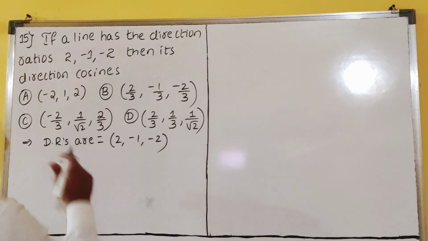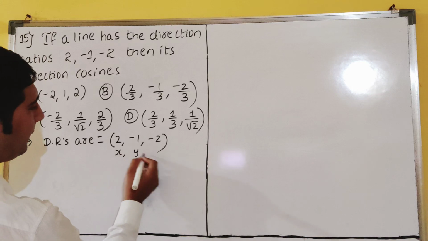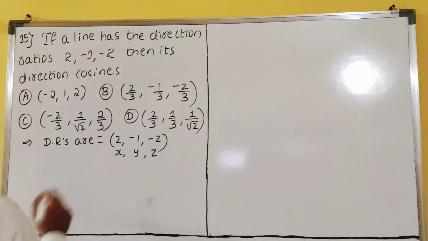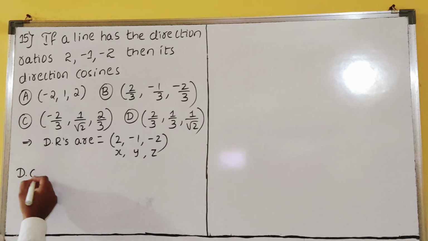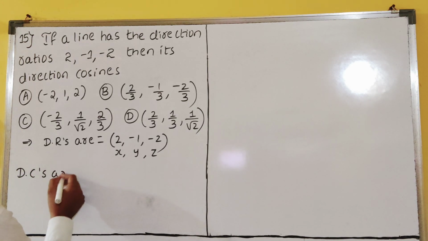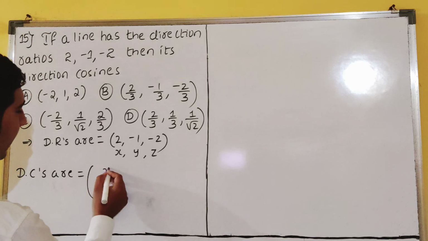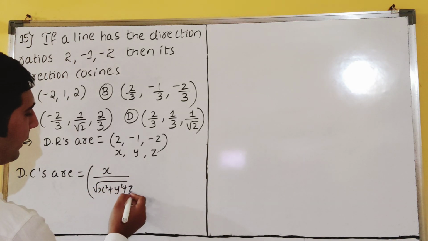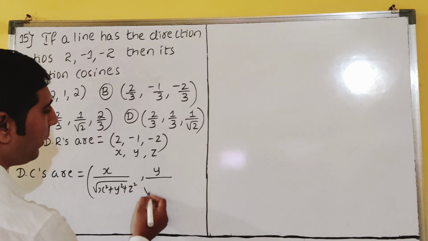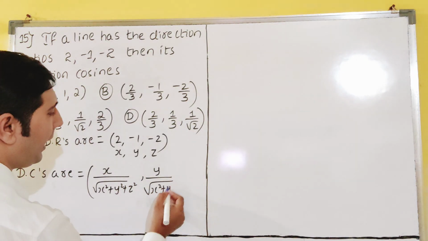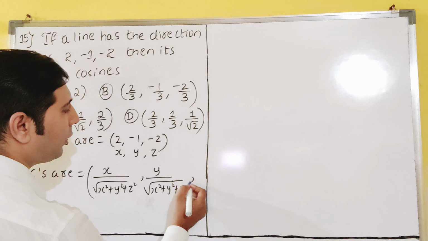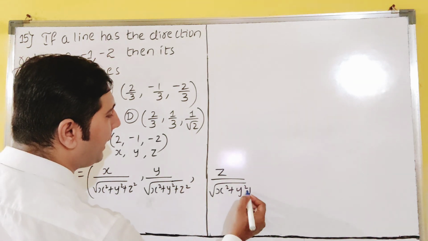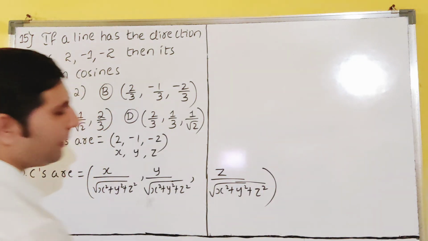We have to find here direction cosines. These are nothing but x, y, z. x is 2, y is minus 1, z is minus 2, dear students. So now see here, how will we find direction cosines? Just we have to do like this. x upon square root x square plus y square plus z square, y upon square root x square plus y square plus z square, comma, z upon square root x square plus y square plus z square. So this much simple is there.